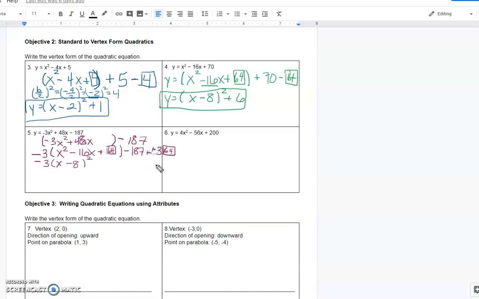That's going to become a double negative. And 3 times 64 is 192. And 192 minus 187 gives me 5. So bring down my y's. Y equals, y equals, y equals. And this is my equation.